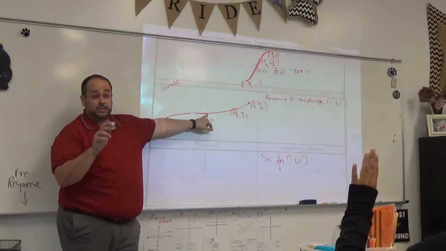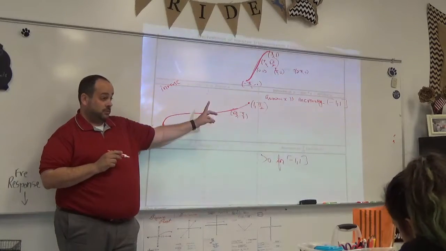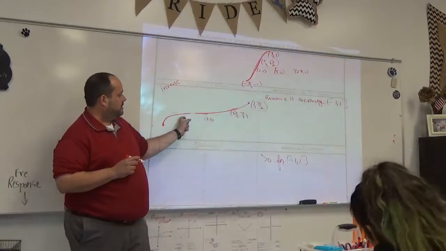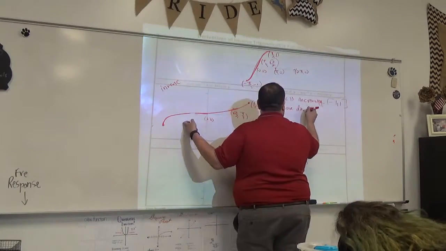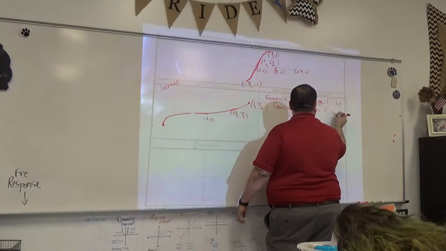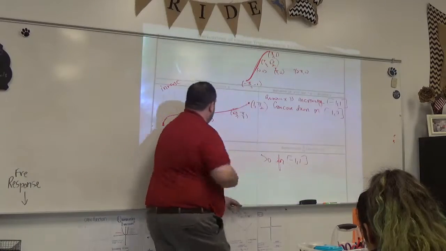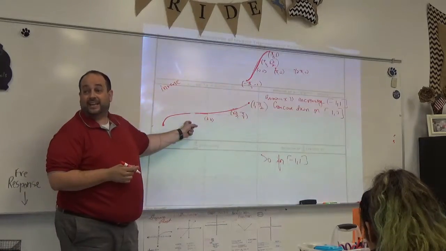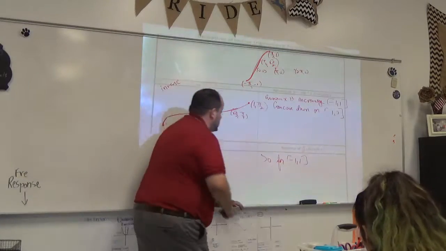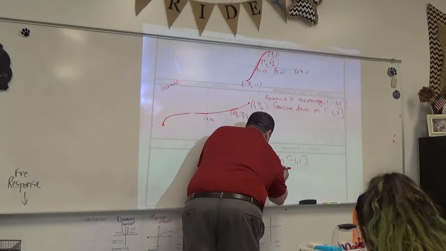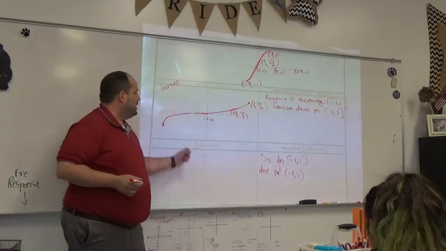Something is changing at 0, 0. Myra, do you know what's changing? The concavity is changing. What kind of concavity over here? Concave down. Okay, we've got concave down on the interval negative 1 to 0, which means that on the inverse graph we've got concave down, so the derivative graph has to be decreasing. So decreasing for the interval negative 1 to 0.